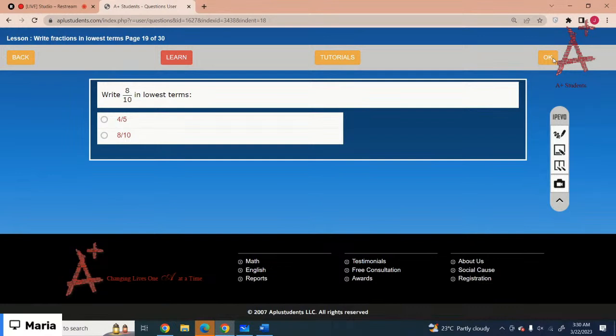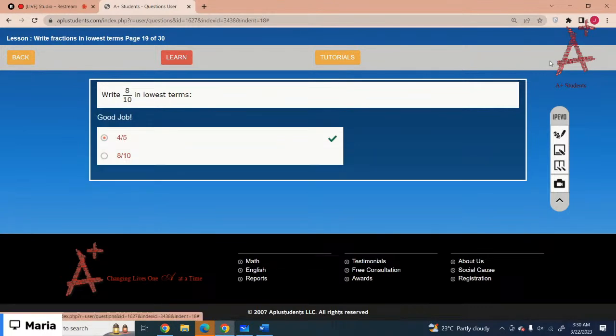Okay, write 8 by 10 in the lowest form. So which is the correct option? Yes, the correct option is 4 over 5. Got it? You can divide them by 2. 2 is the greatest number that can divide 8 over 10.